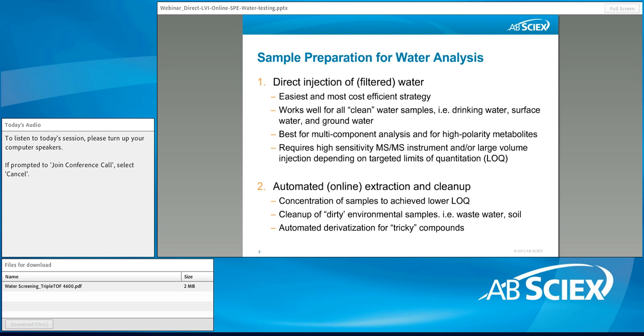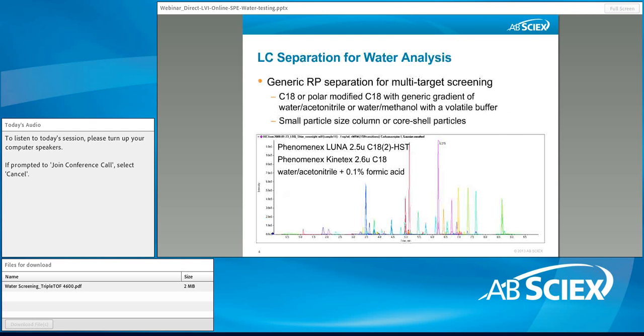Sometimes if we have very dirty samples like wastewater, for instance, it's just necessary to clean up the sample, to remove matrix components, to make sure that we do not have too much ion suppression happening in the LC-MS instrument. And then, of course, sometimes there are tricky compounds. They have too high polarity to be easily analyzed with LC-MS. Glyphosate would be one example. Here we can combine extraction with derivatization procedures, and that can also be automated.